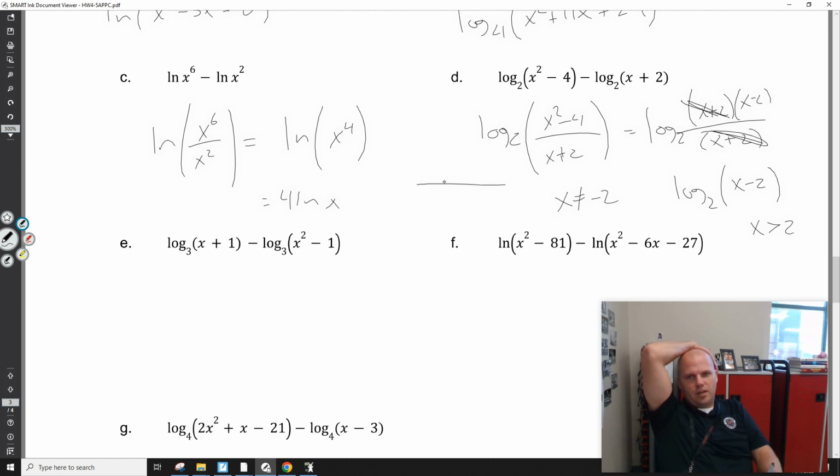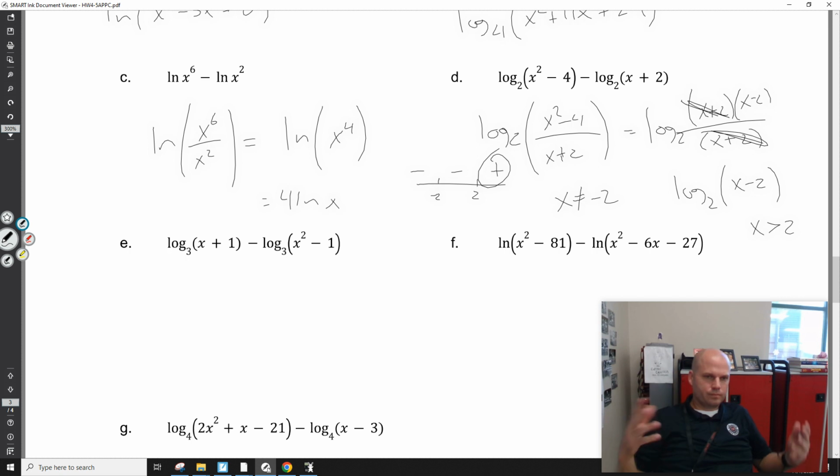It's like you would get out a number line, put in -2, put in +2 for x plus 2, x minus 2. Everything would be positive. We wouldn't change signs at -2. So here, we'd have to plug in x is bigger than 2.